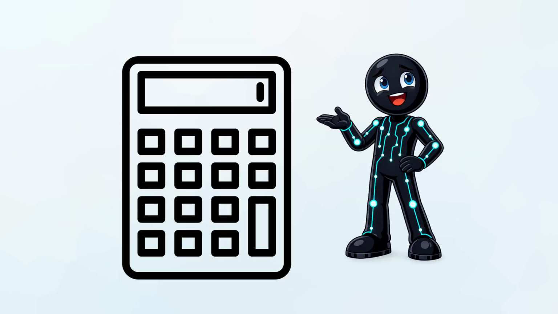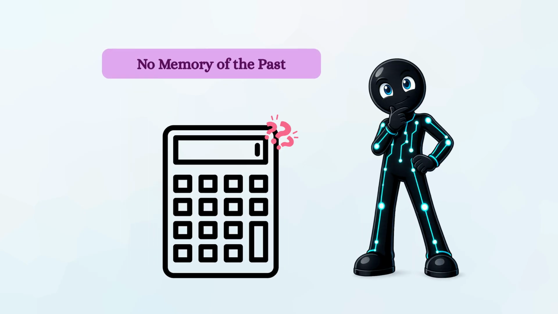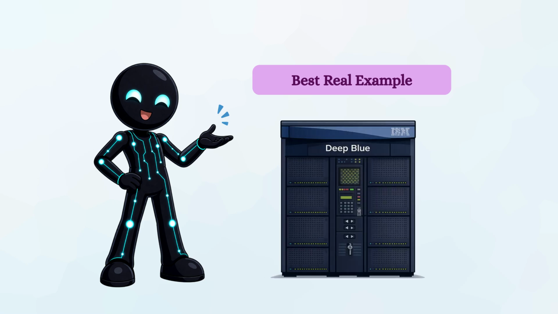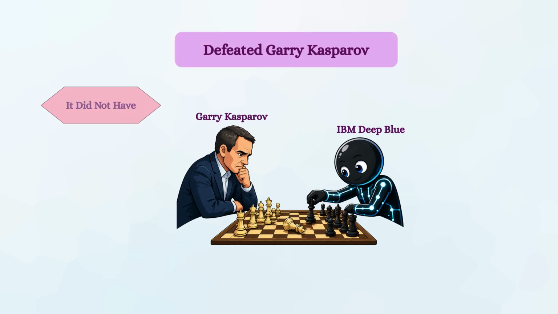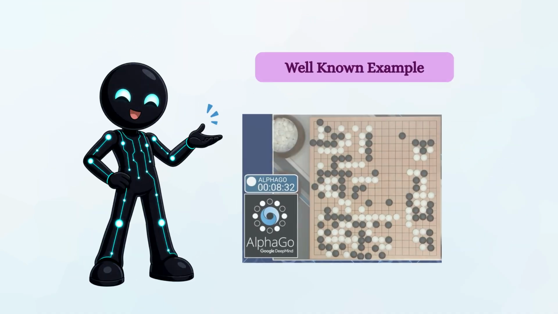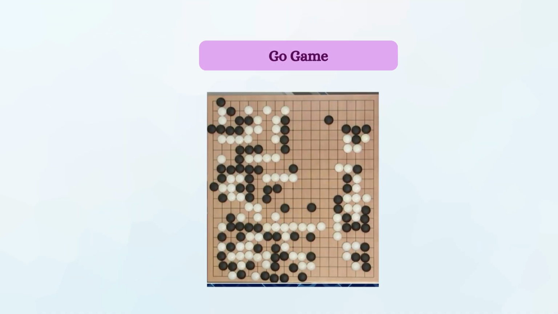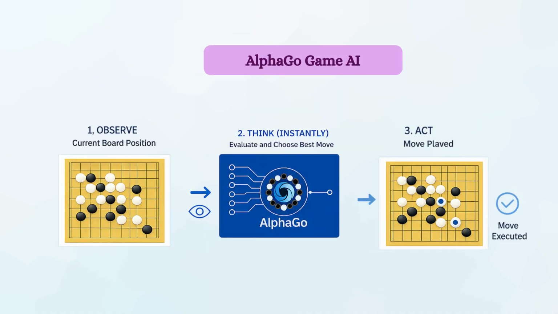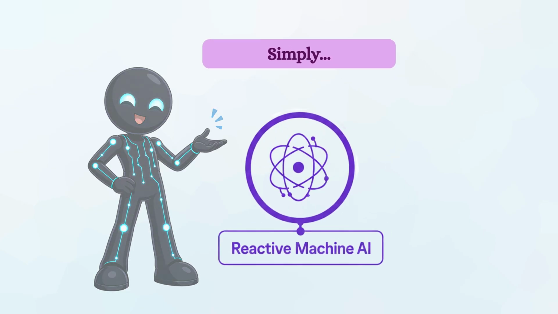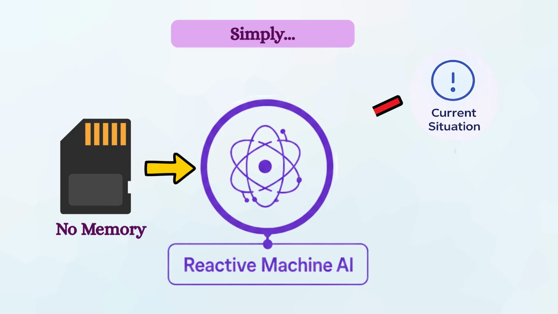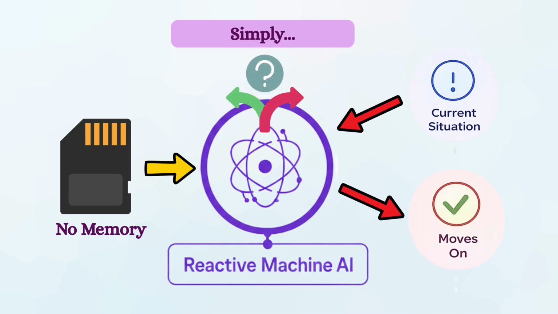Think of it like a calculator. You enter numbers, it gives you an answer. But it does not remember what you calculated yesterday. One of the famous examples for this AI is IBM Deep Blue, which defeated world chess champion Garry Kasparov in 1997. Another well-known example is Google AlphaGo, which mastered the game of Go by analyzing board positions and selecting the best move. So, in simple terms, Reactive Machine AI is like an AI with no memory. It looks at the current situation, makes a decision, and moves on.